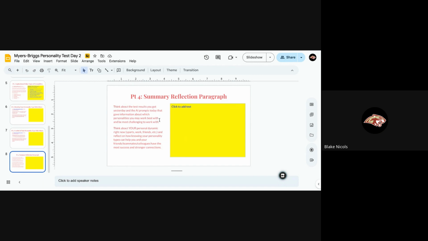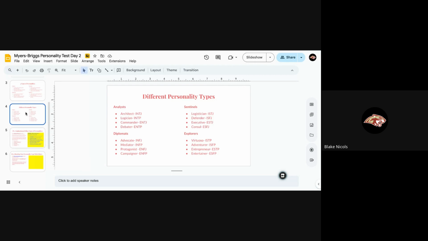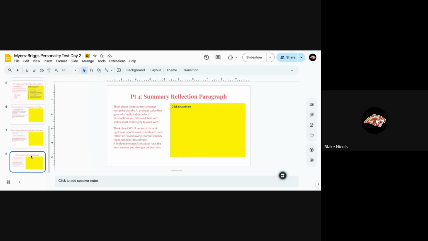And then lastly, I want you to think about the results that you got from the test yesterday and these AI prompts today. And then think about your personal dynamic, whether you're an athlete or you're a musician or you're in clubs or whatever you're doing. And think about why knowing your personality type, why knowing which one you fit into could lead to you being successful in those different spaces. And it could also be something as why you would be successful as a son or daughter or a sister or a brother or a friend. Why knowing that personality is something that can be very beneficial.